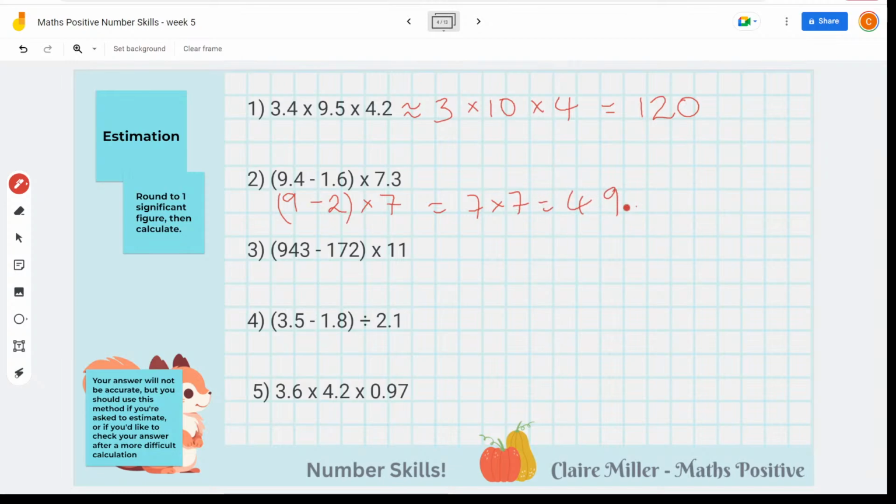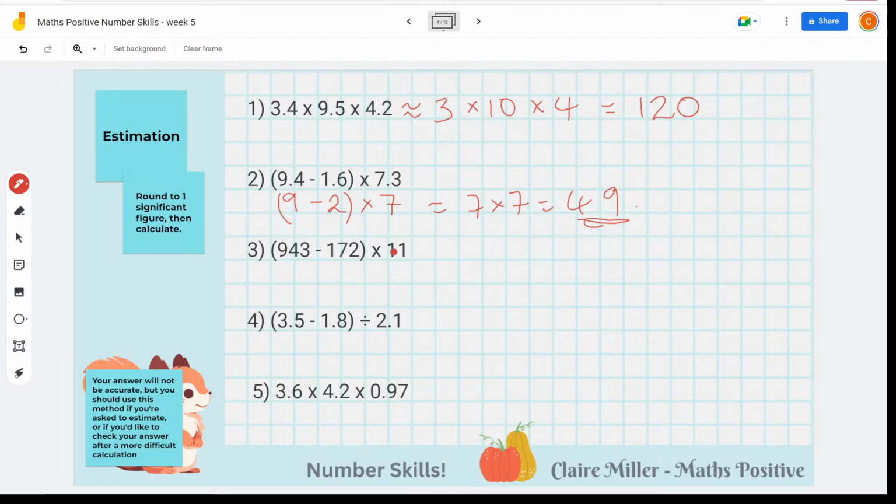So hopefully this is making sense. This is just a rough answer to our question, but it's going to be a lot easier than working out the actual answer. And if you had to work out the actual answer, you could check that it's approximately 49, just to make sure that your answer's on the right track.